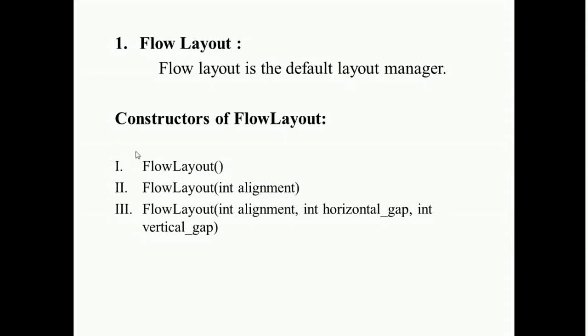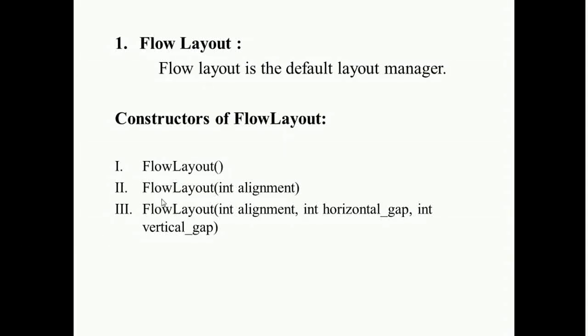Now see the constructors of the flow layout. These three are the constructors of the flow layout. First is FlowLayout having no parameter, second constructor having one parameter, FlowLayout(int alignment), and third constructor having three parameters: first int alignment, second int horizontal gap, and third int vertical gap. The first constructor creates an object which by default leaves a gap of 5 pixels and aligns center.